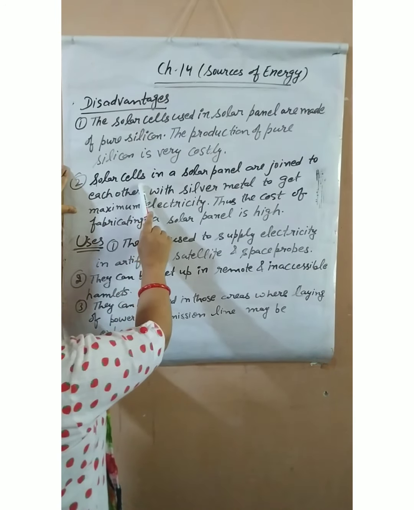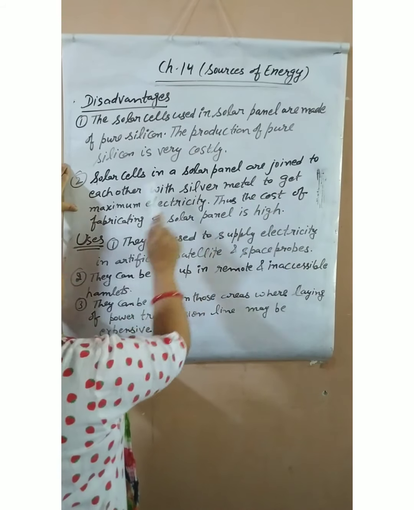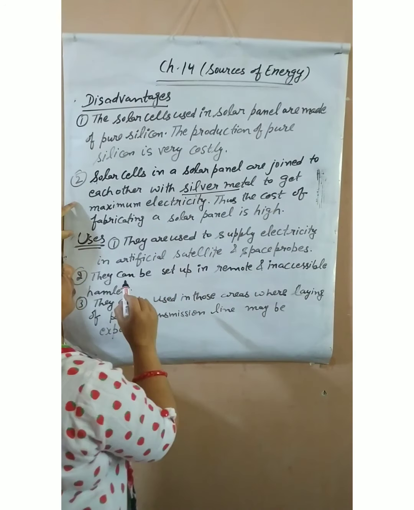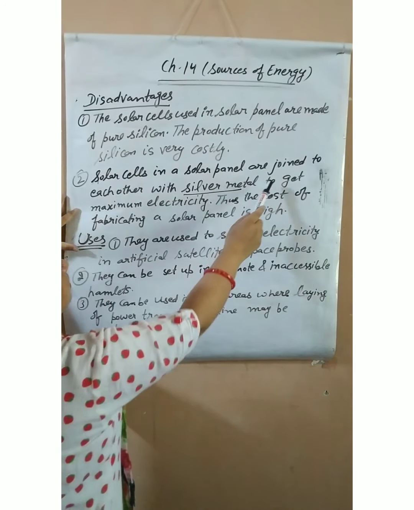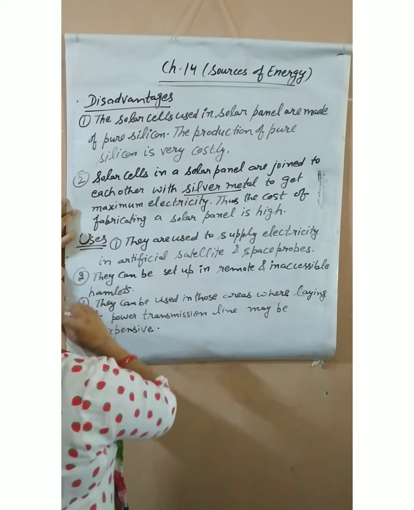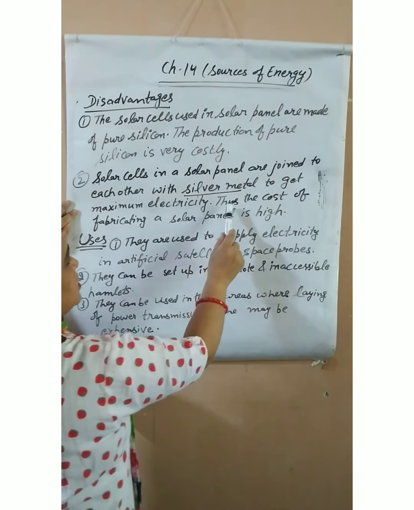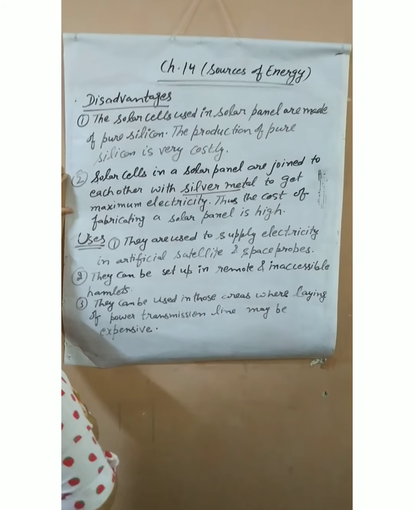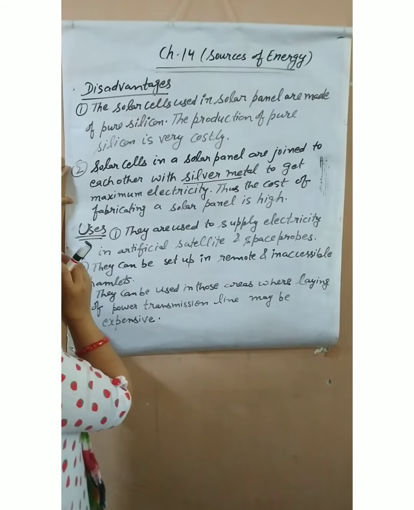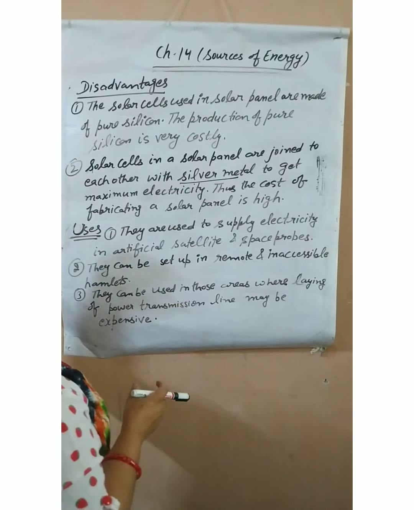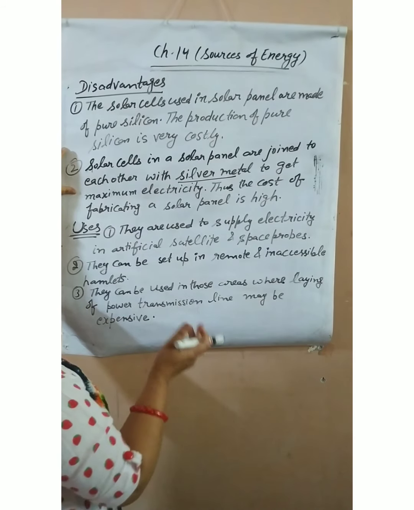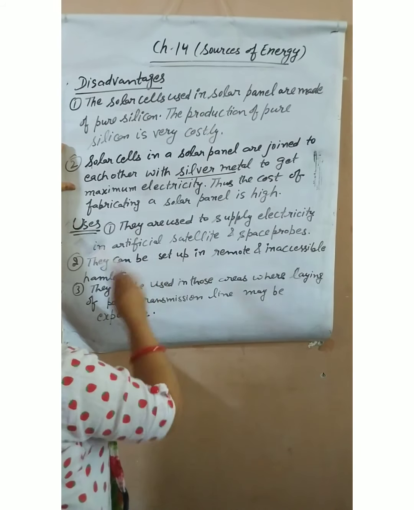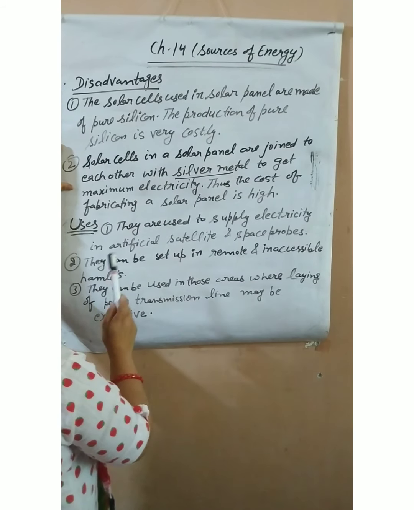Second, the solar cells in a solar panel are joined to each other with the help of silver metal, because silver metal has the least resistance, and using that we can get maximum electricity. No wastage of electricity is there. Thus the cost of fabricating a solar panel becomes very high. So these are a few disadvantages because of which we can't use them widely. But nowadays we are using them because we can save our fossil fuels using them. Every source of energy has both advantages and disadvantages.